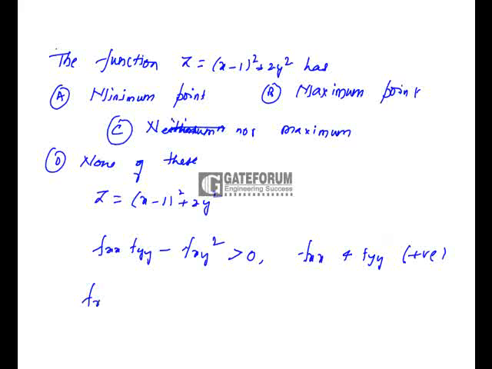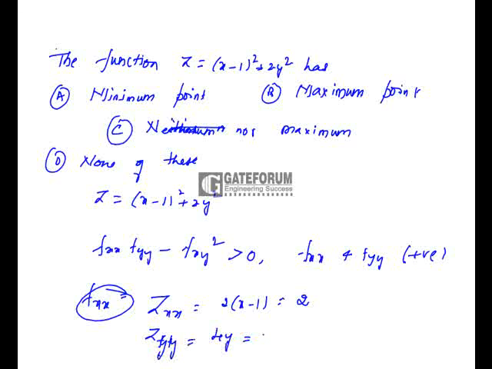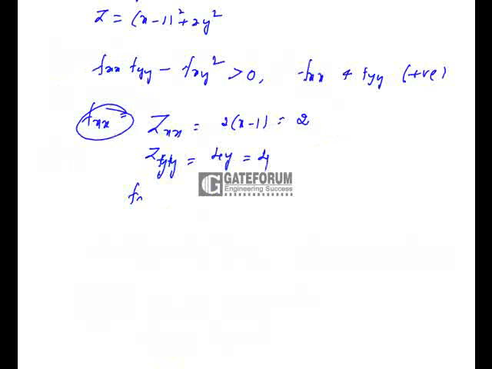Now here fxx is nothing but differentiating f partially with respect to x twice. In this case we have to take zxx. So zxx is nothing but, 2 times of x minus 1 is zx, and if you further differentiate it will be 2. Similarly zyy will be, if I differentiate once it is 4y, if I differentiate twice it will be 4, and zxy is nothing but, first we'll differentiate with respect to x, which is 2 times of this, and if you differentiate the function by y it will be 0.